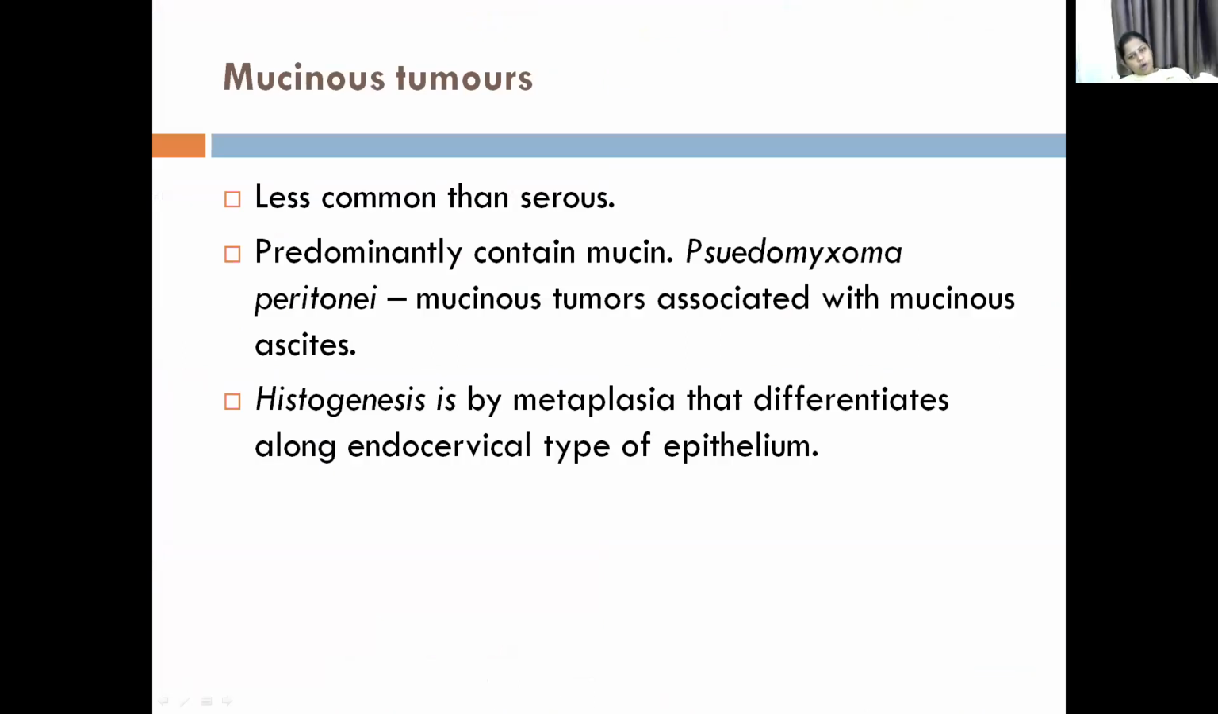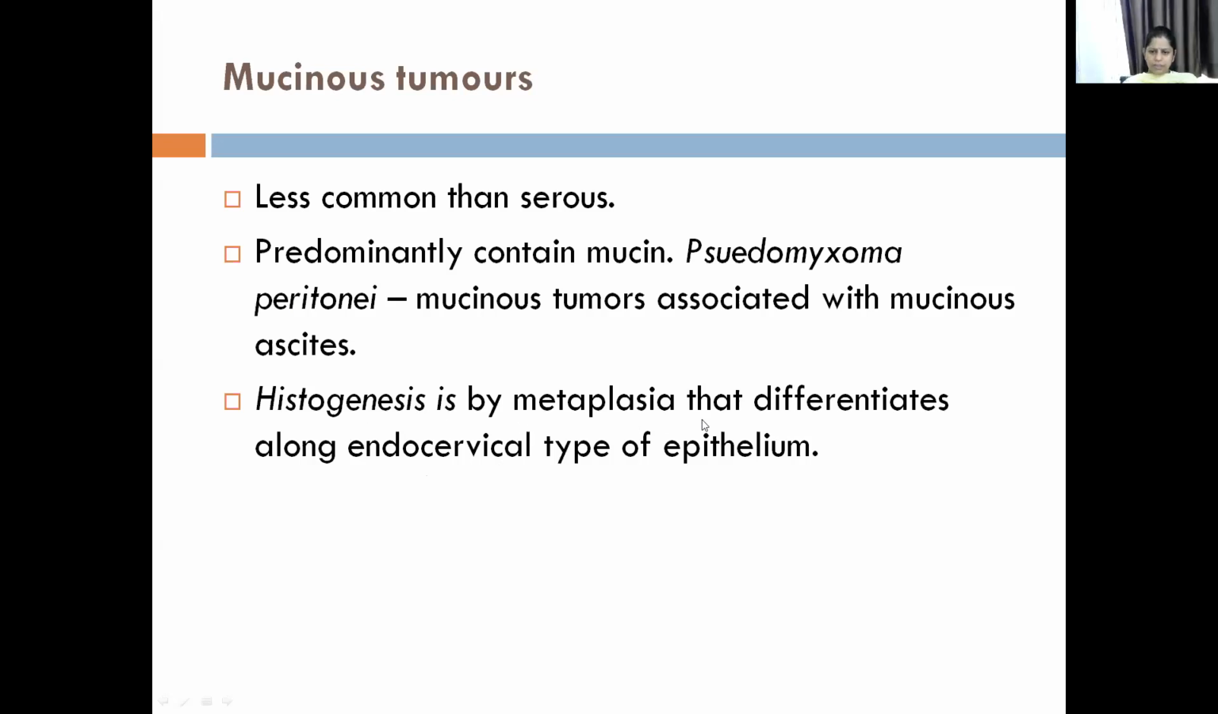Mucinous tumors are less common than the serous. They predominantly contain mucin. There is an entity called pseudomyxoma peritonei, which I will deal with later. These are mucinous tumors, metastatic mucinous tumors, that are associated with mucinous ascites. Usually, ascites is a collection of fluid in the peritoneal cavity, right? The fluid that is collected in the peritoneal cavity is mucin. That is when we call it pseudomyxoma peritonei.